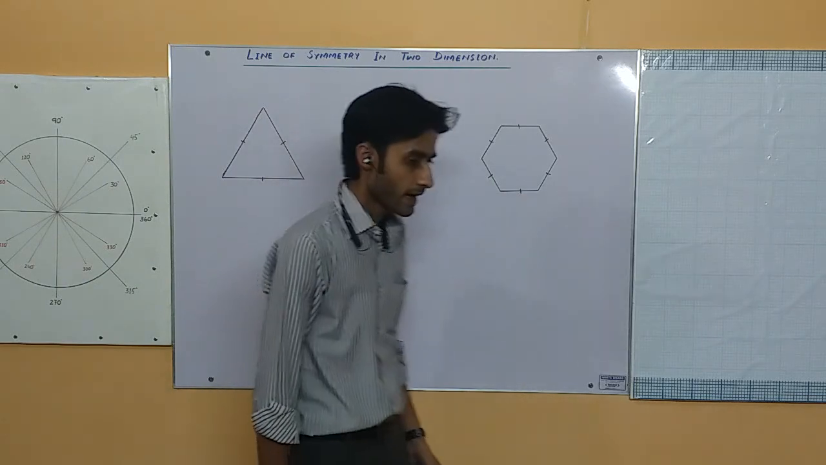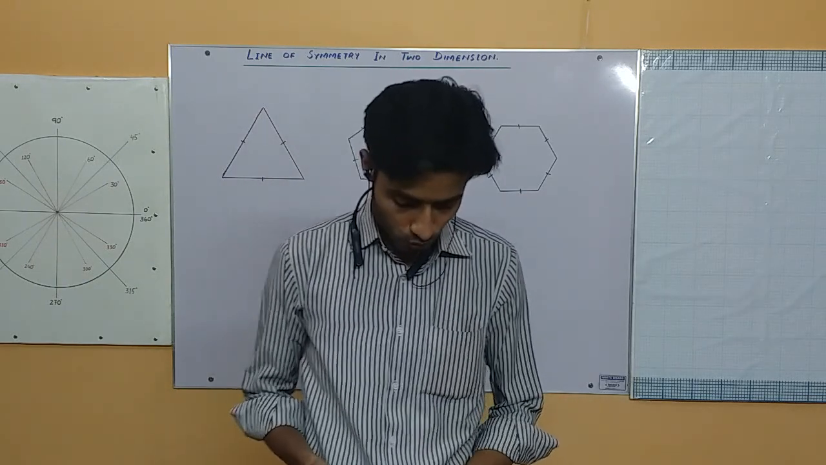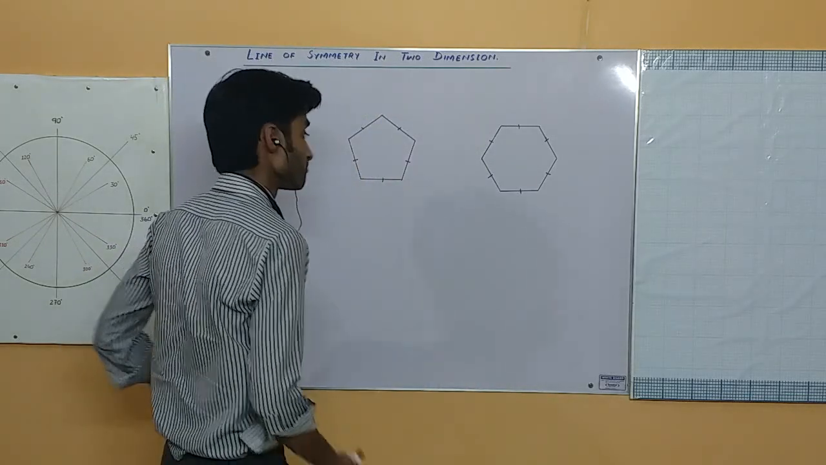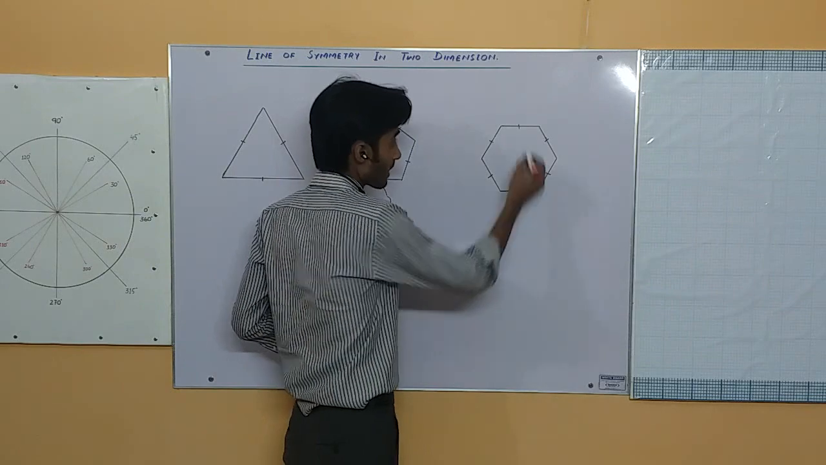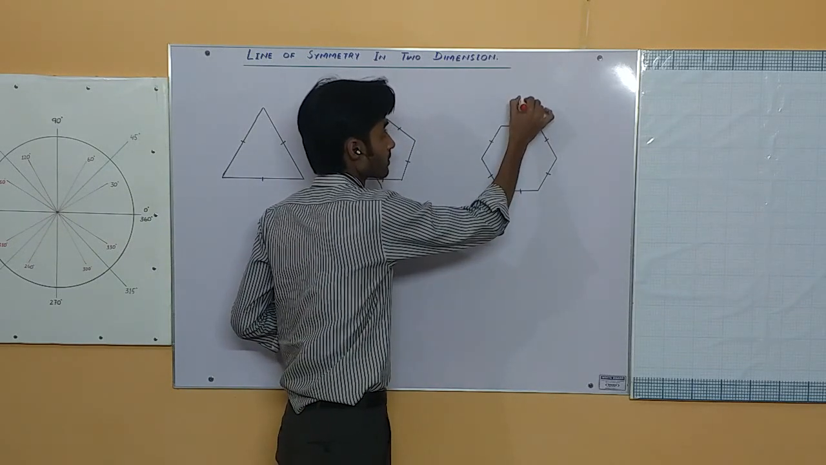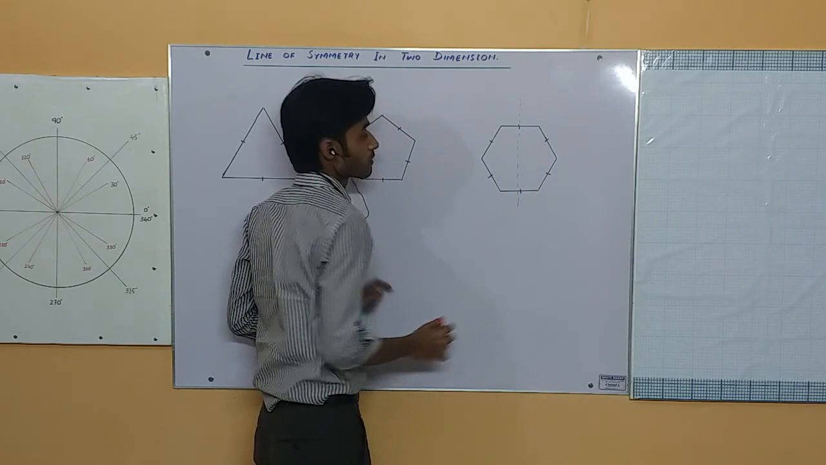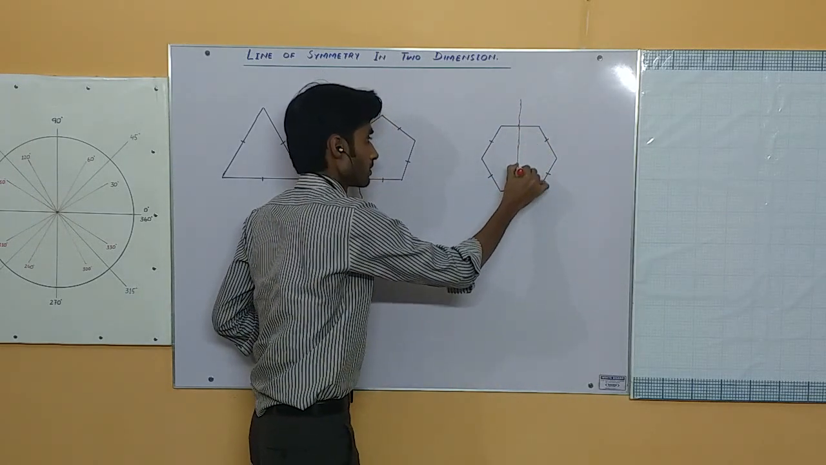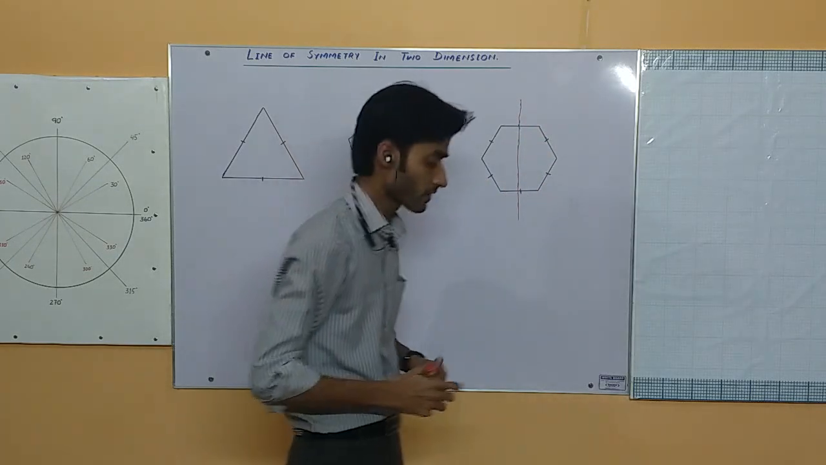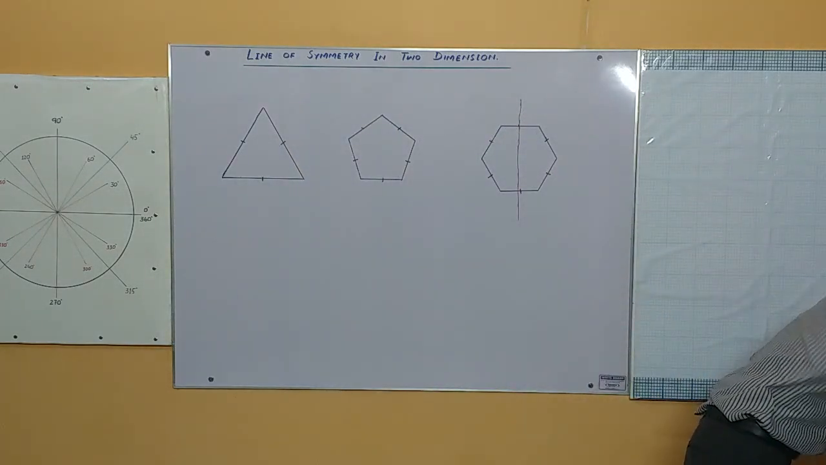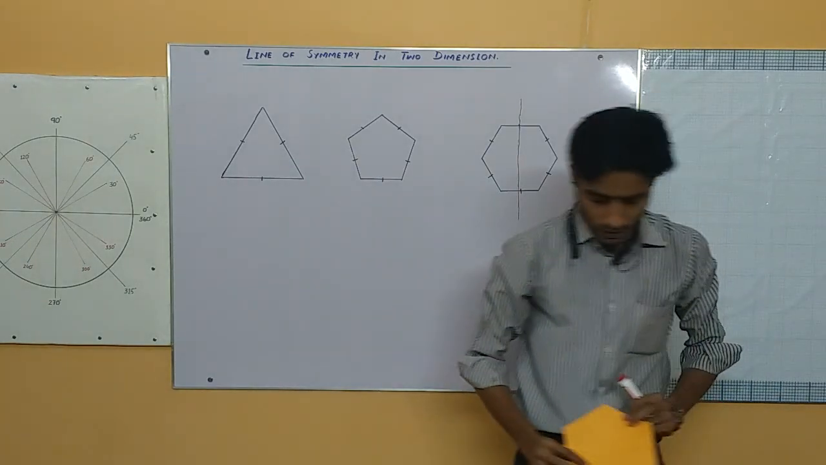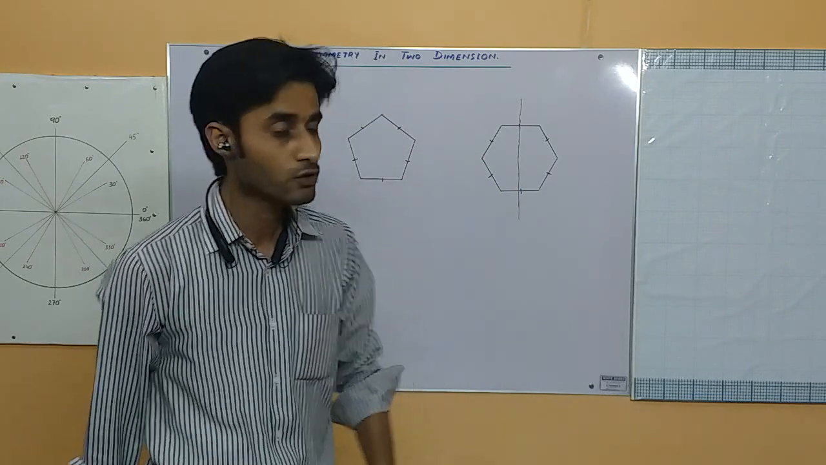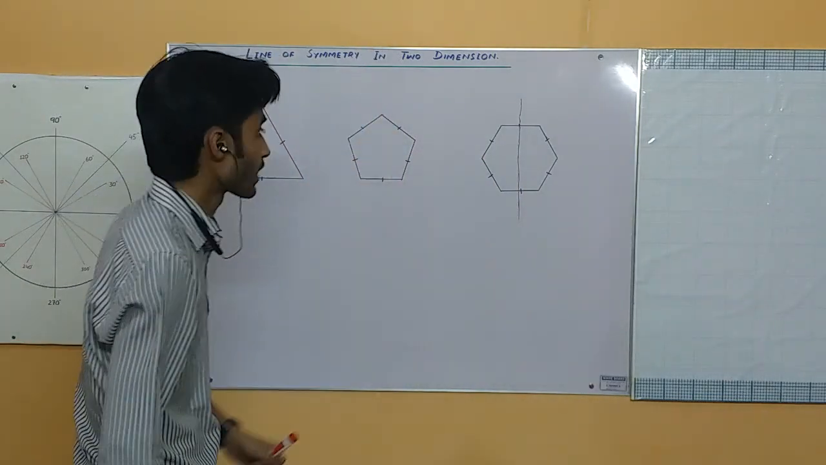This is a hexagon, and I want you to divide it into two symmetrical halves. So the first line that I can draw maybe is like this. Let's say this is the first line of symmetry. This is the first thing that you are going to get. I'm going to give you a shape like this, and you are going to be asked to draw lines of symmetry of that shape. So this is the first line of symmetry.